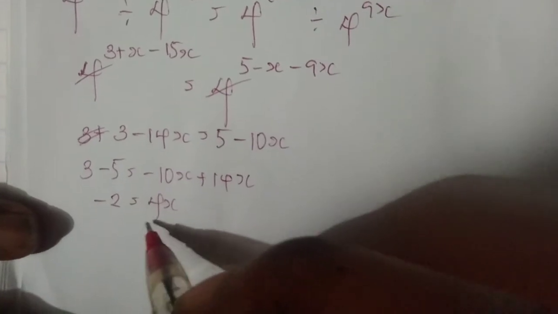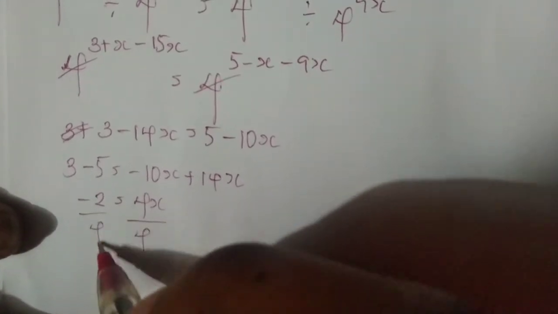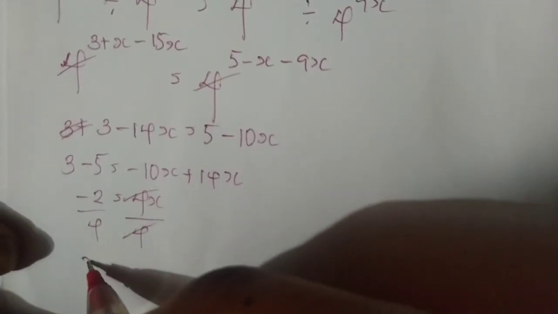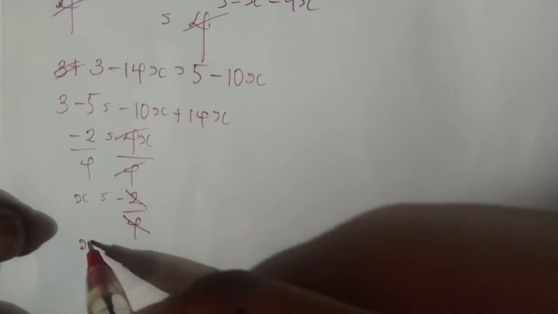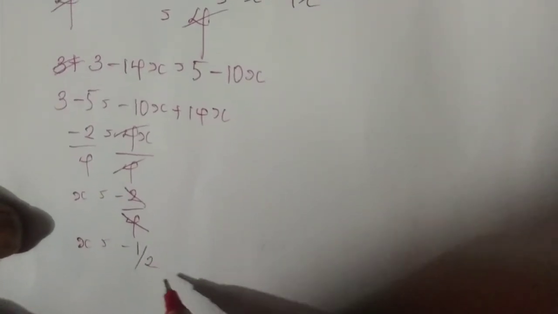We make x the subject of the formula by dividing both sides by 4. This has gone with this. So we have x equals minus 2 all over 4. 2 can cancel 4, giving us minus 1 all over 2.